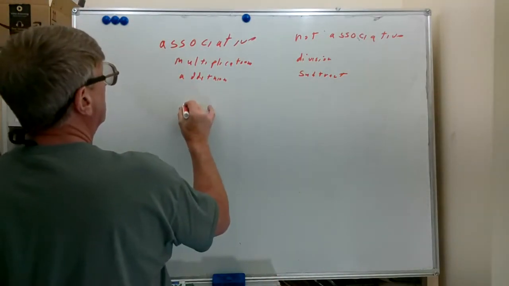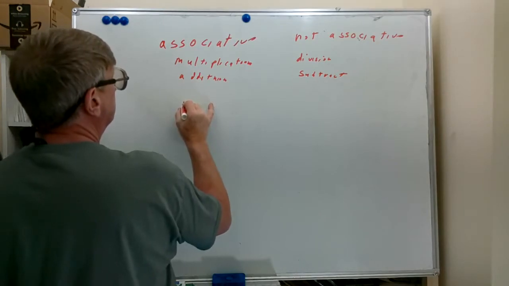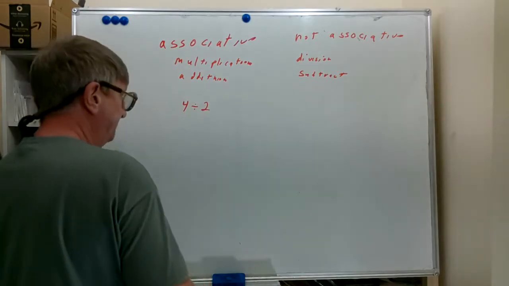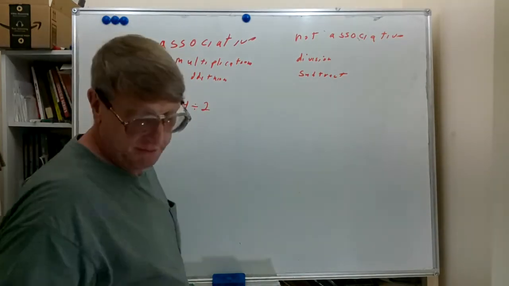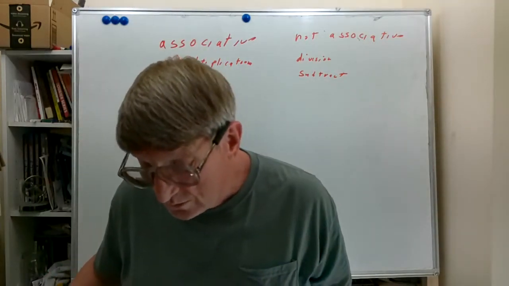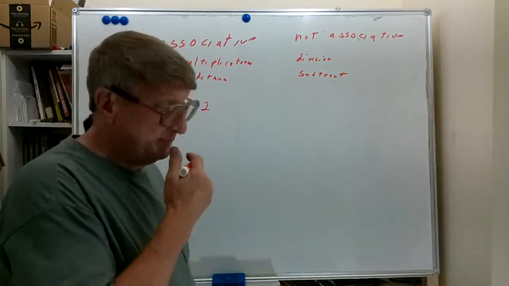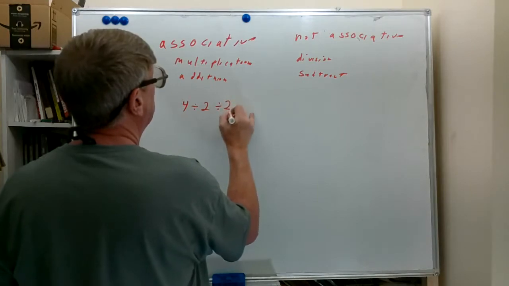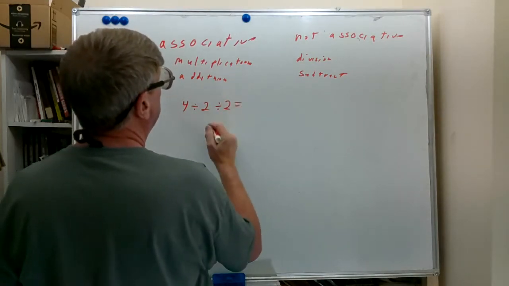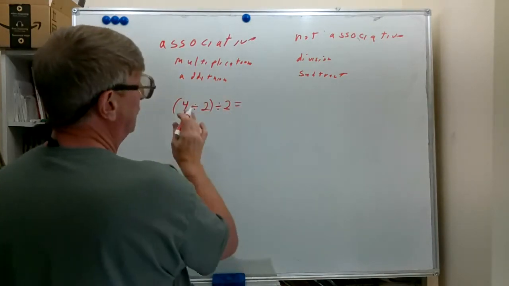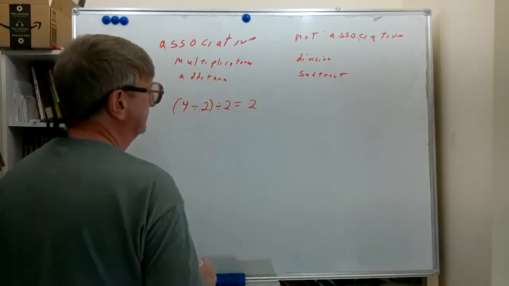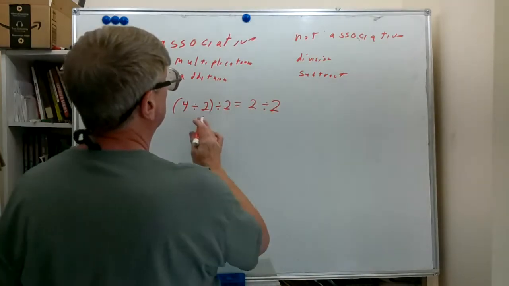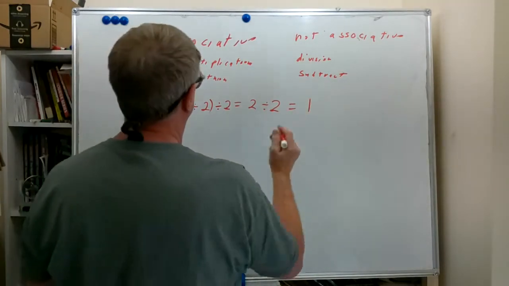Let's go 4 divided by 2. Got an example here, that's a good one. 4 divided by 2, and we divide by 2 again. Let's see what I get here. 4 divided by 2, I'll put the parentheses here. 4 divided by 2 is 2, and we're going to divide that by 2. So 2 divided by 2 is 1.